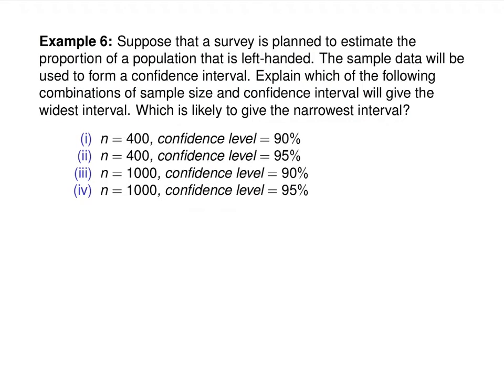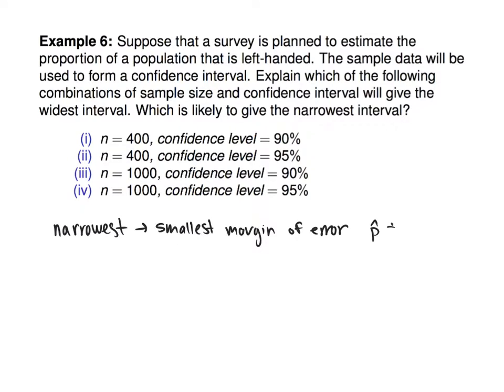Okay. Suppose that a survey is planned to estimate the proportion of the population that's left-handed. The sample data is going to be used to form a confidence interval. Explain which of the following combinations of sample sizes and confidence levels will give the widest interval, and which is likely to give the narrowest. Before we jump into that, the narrowest interval will have the smallest margin of error. Does that make sense? Because you have this p hat plus or minus your multiplier times your standard error, and having a narrow interval means that this number that you plus or minus is small, right? The widest interval will have the largest margin of error.